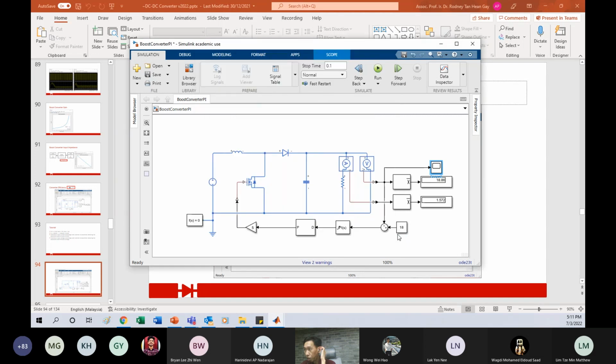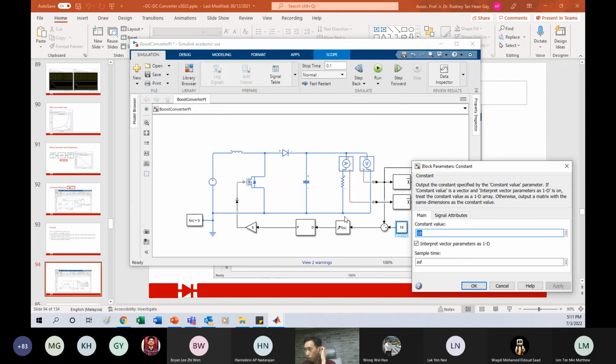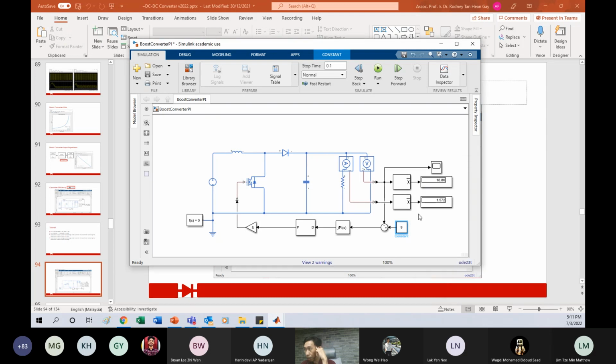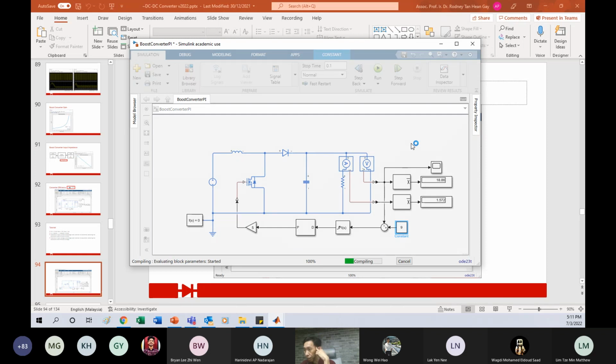But if I change this to a smaller value, let's say 9 volt, still in a buck, this P and I value can handle it.